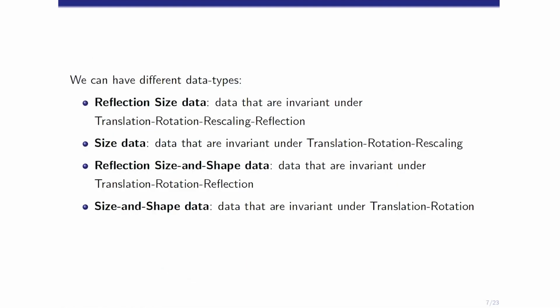Based on what we allow, or what we want the inference to be unaffected by, we can define different types of data. In this presentation, we are working with size and shape data. These are data that are invariant under translation, so we can move the object and it still has the same size and shape, and we can rotate the object. But we do not allow reflection and rescaling.